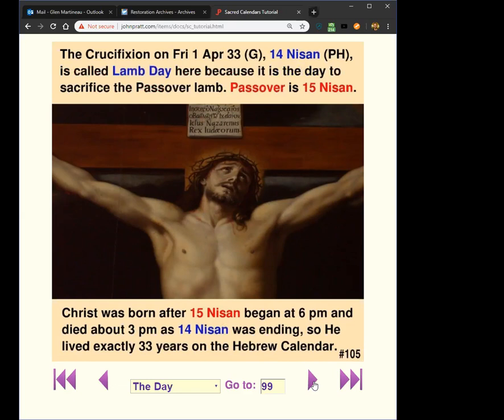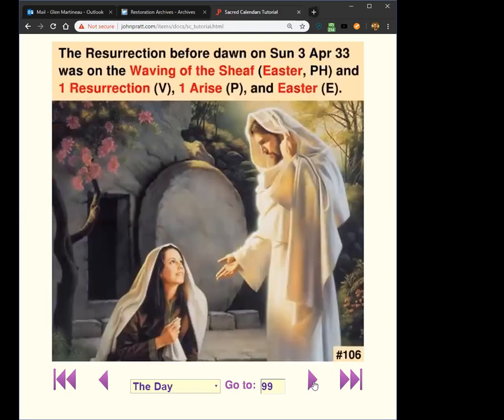Okay, slide number 106. The resurrection, we've seen that several times already. It was on the day one resurrection of Venus, and the day for one resurrection on the priest, and the day for resurrection, Easter, on the Enoch. I mean, this is the most holy day of the year.